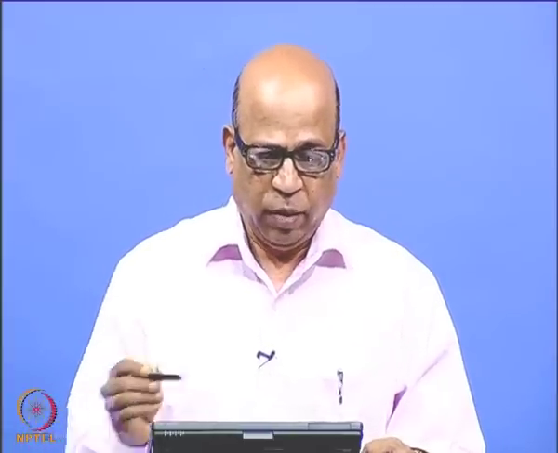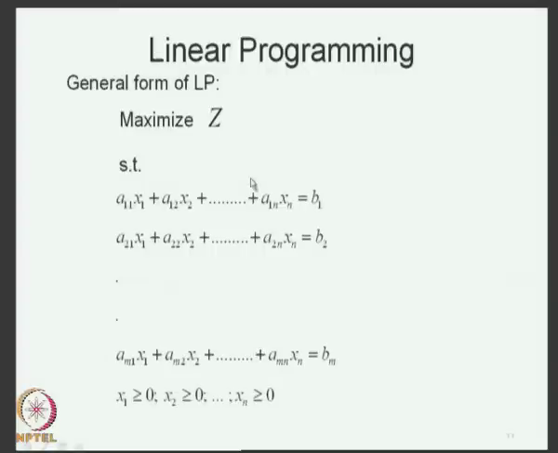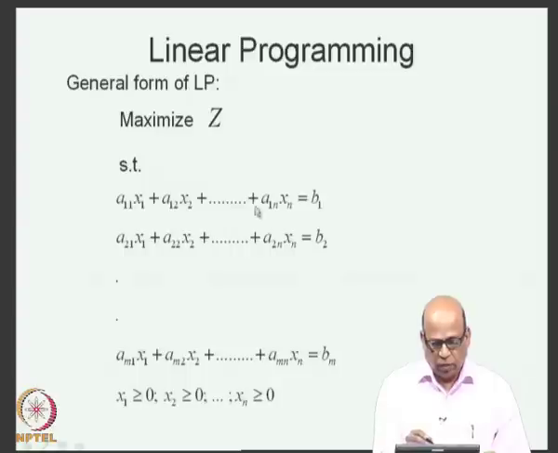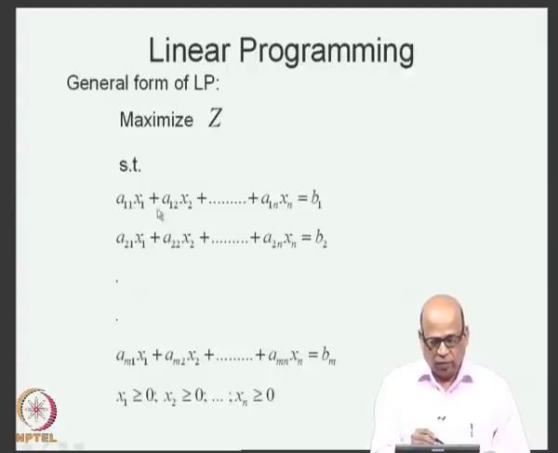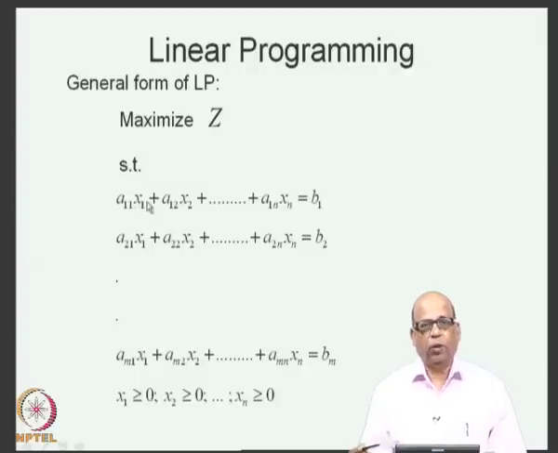To do that, we will look at the general structure of the LP problem. We typically write the objective function as maximize z, and z is a linear function of the decision variables. The decision variables are x1, x2, etcetera, xn, and z is a linear function of x1, x2, etcetera, xn.